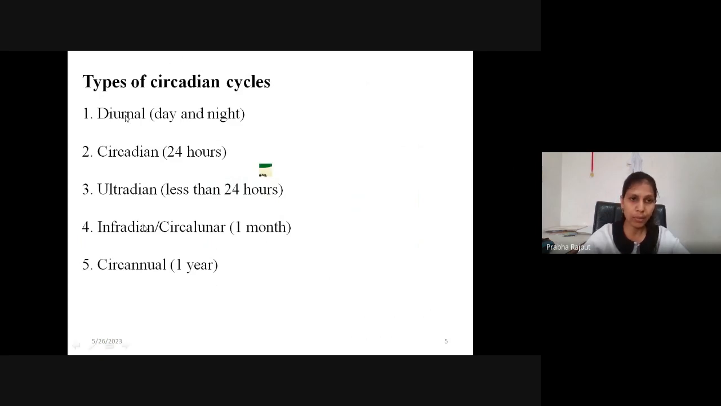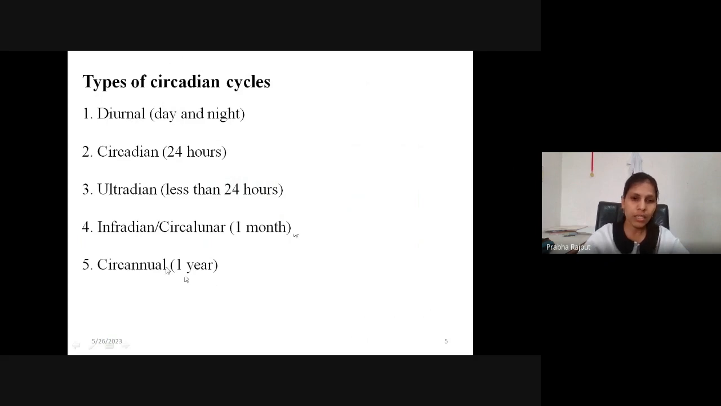Here are the different types of cycles, but these are also circadian cycles. First, the diurnal cycle, which starts in the day or maybe in the night, and it will complete in the day only, or if it's night it will complete in the night only, and that is also a circadian rhythm. Another one is the circadian, which we are regularly talking about. Another one is the ultradian rhythm that will complete in less than 24 hours. Another one is the infradian rhythm that will complete in 1 month, or the circannual cycle that will complete in a year.